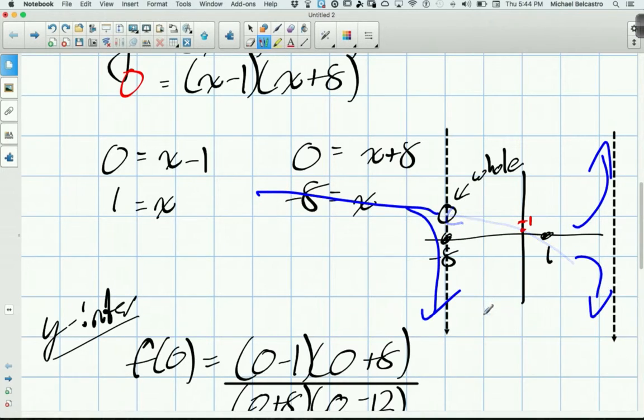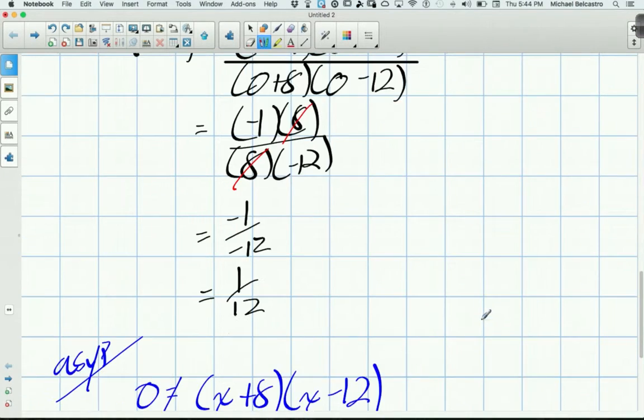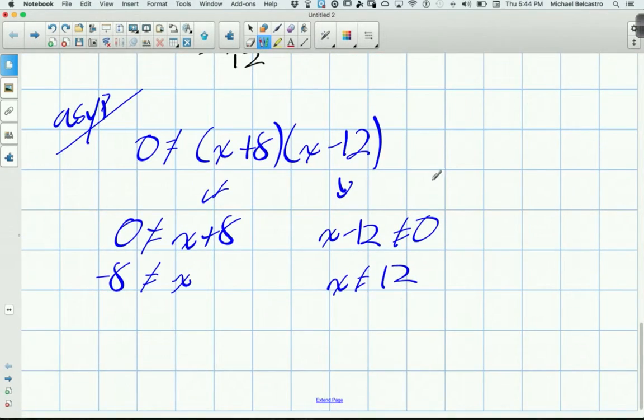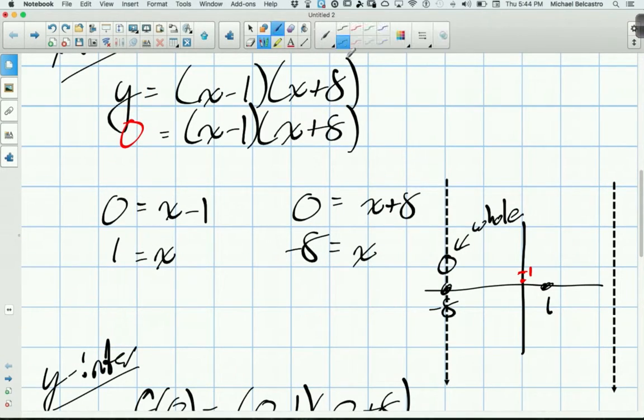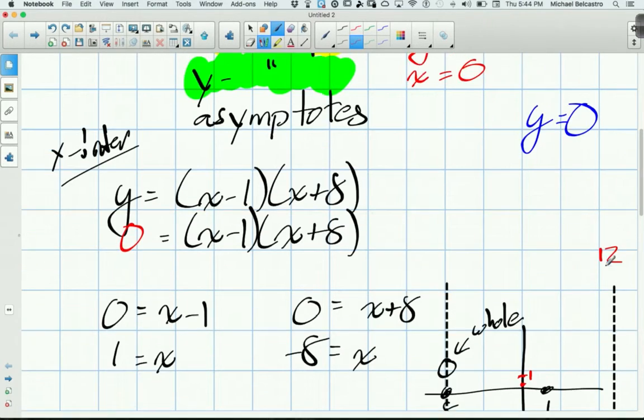Okay, so we've got that. We have a vertical asymptote at 12. And what else do we need to know for graphing? A horizontal asymptote we should talk about.